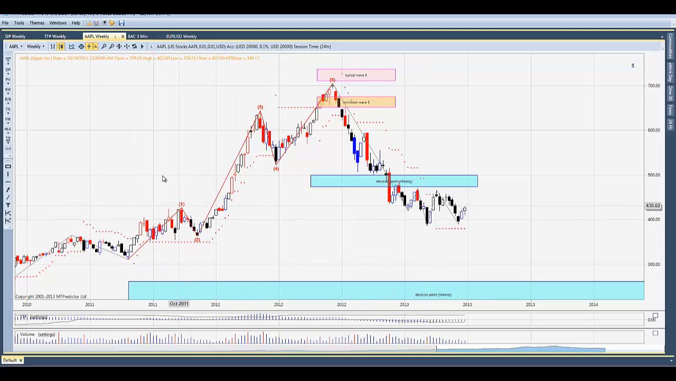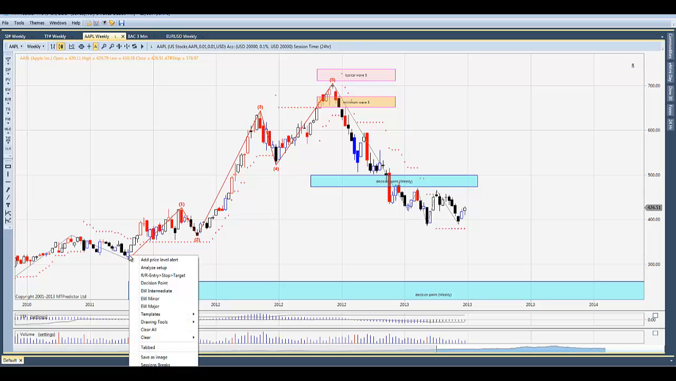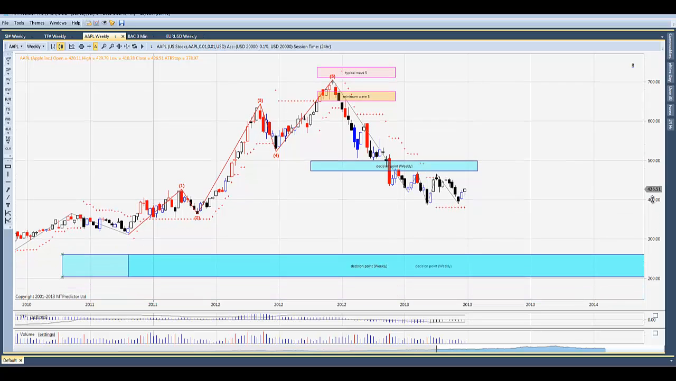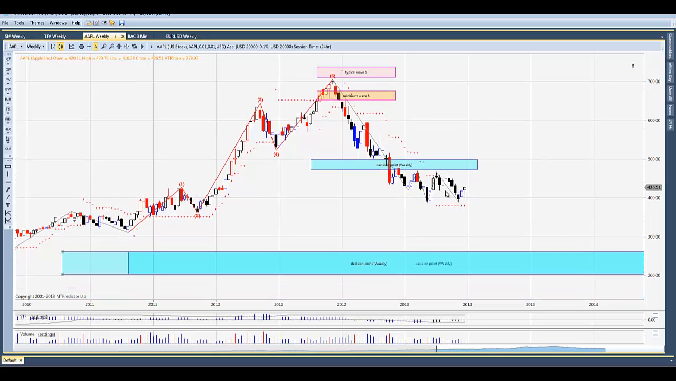Just shut this off here for a second. Go to the bottom of wave 1. We take our decision point tool, and that gives us this level here. This is the next major support level, but obviously that would really hurt the price of Apple down here.